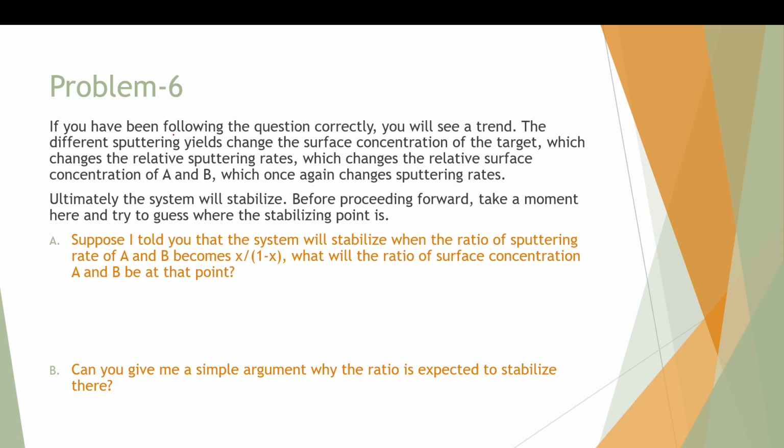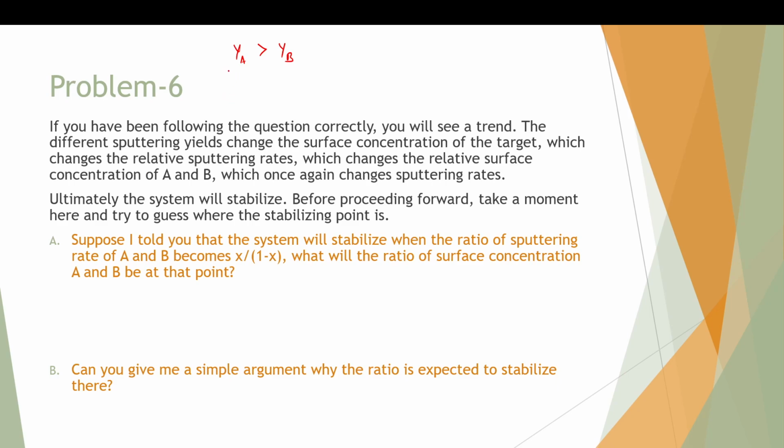If you have been following the question correctly, you will see a trend. The different sputtering yields change the surface concentration of the target. So I'll just read it. Different sputtering yields is just because YA is different from YB, and YA is greater than YB. So the different sputtering yields change the surface concentration of the target, which changes the relative sputtering rates, which changes the relative surface concentrations of A and B, which once again changes the sputtering rates.